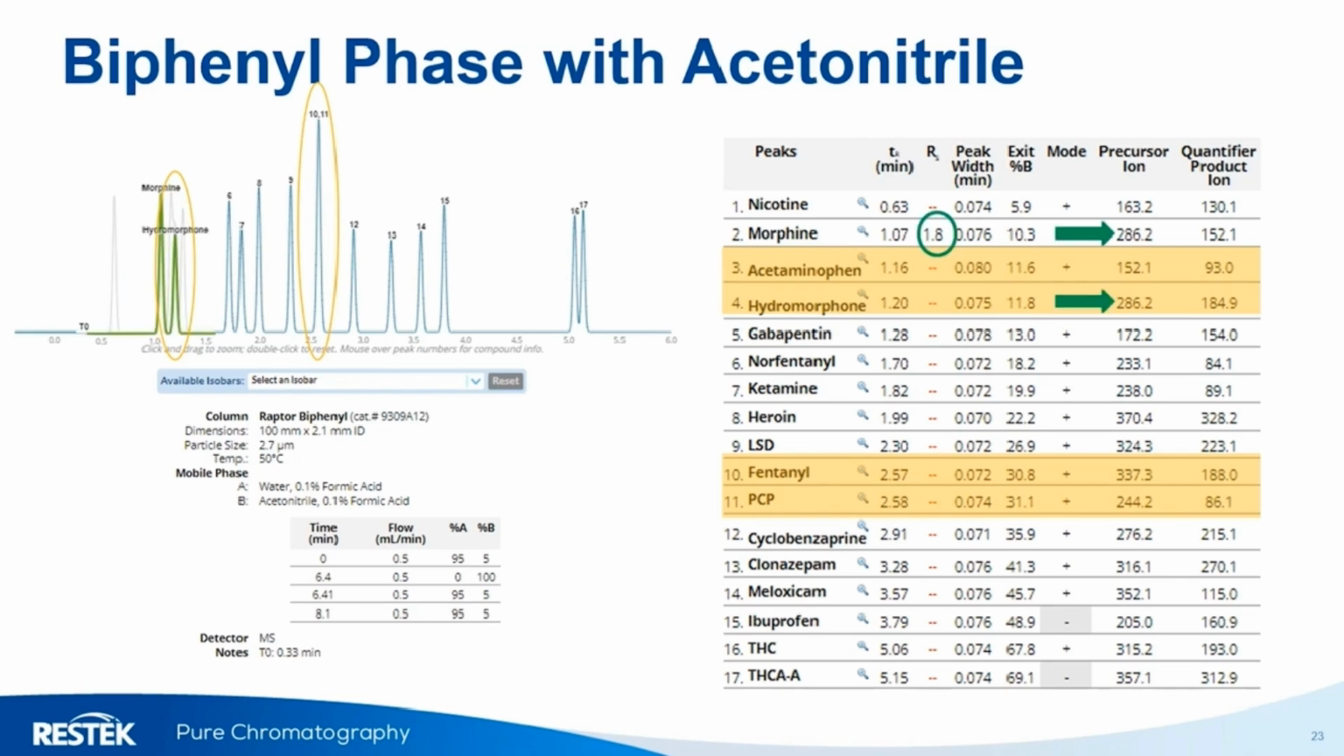The isobars in this separation are well separated. Morphine and hydromorphone have a resolution value between them of 1.8, noting 1.5 is baseline separated. So I have good resolution between those compounds. Just a little coelution issue between a couple other pairs of compounds.